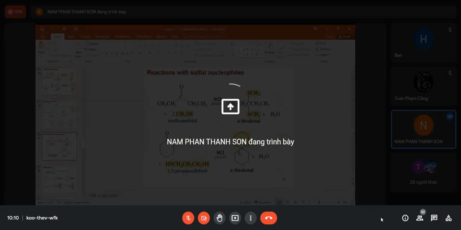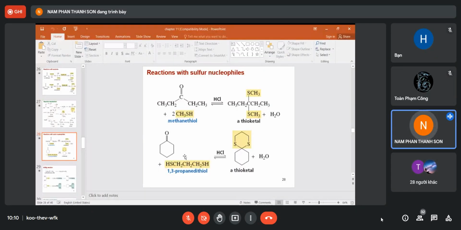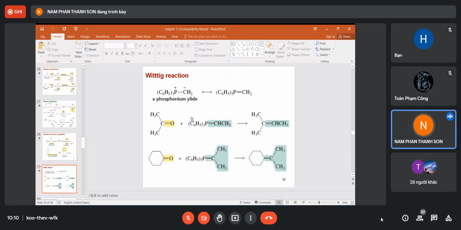Ignore this reaction. Actually, it is the same mechanism with the OH. But in your exam, you don't have a question related to sulfurs, so ignore it. Then here comes the Wittig reaction. This is an extremely important reaction. You will see this reaction in your midterm exams and your final exam. I told you already.